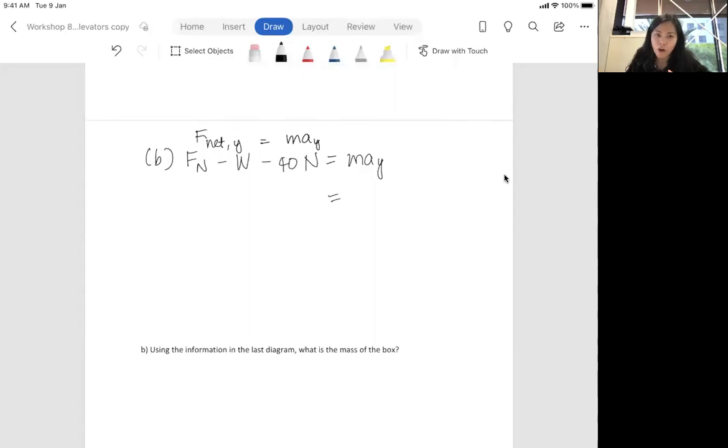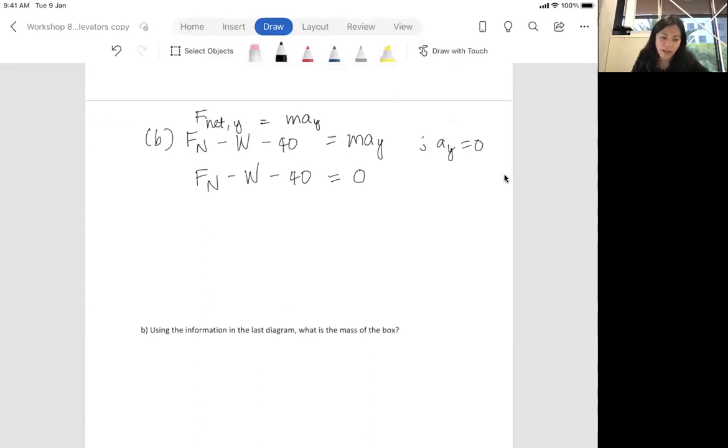In short, the object still remains at rest in this case. So the acceleration along the y is zero, and anything you multiply with zero is zero. So on the left-hand side of Newton's second law, you still have normal force minus the weight force minus 40 newtons, equal to zero. I'll just remove that so that it's less cluttered. You can leave your answer as that, because that's already Newton's second law of motion expanded to include the net forces.